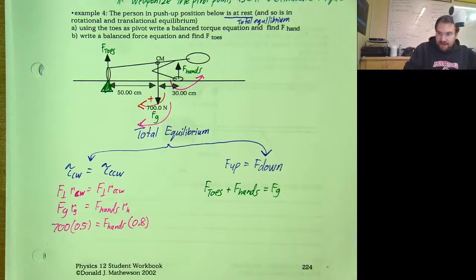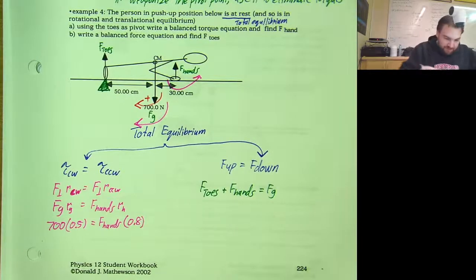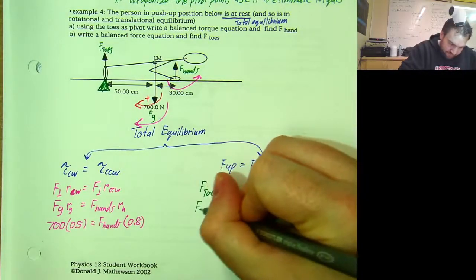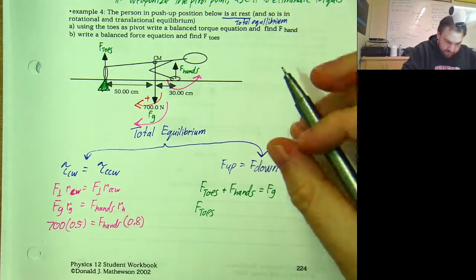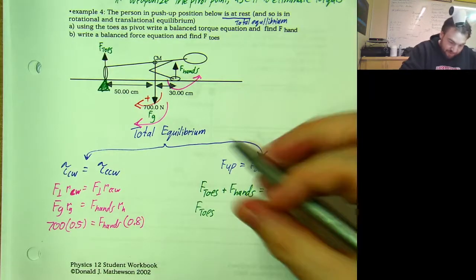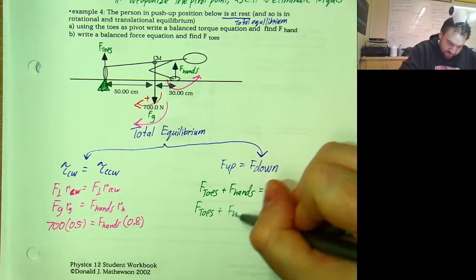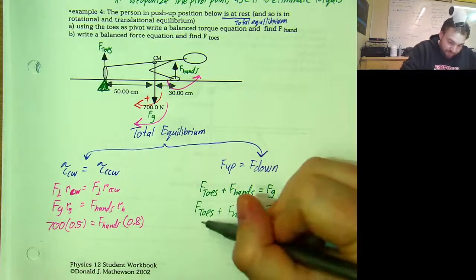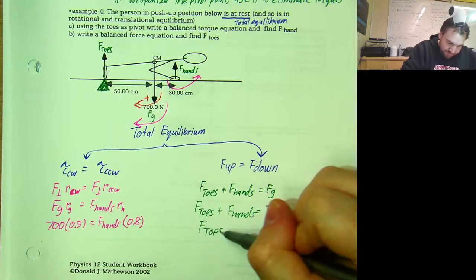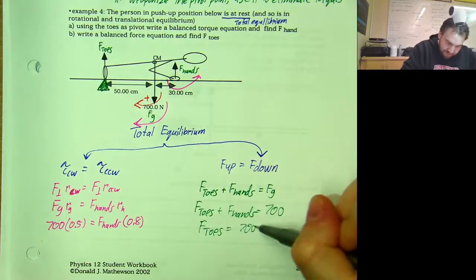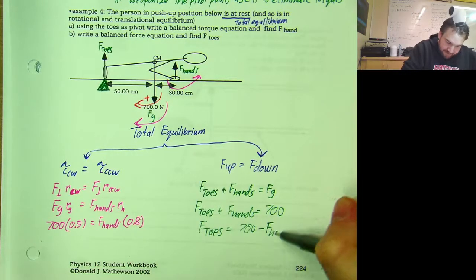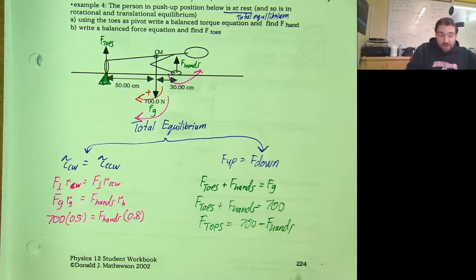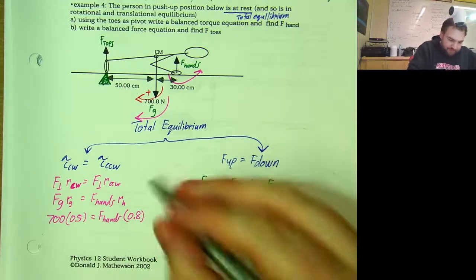At the same time, I'm going to go and plug some stuff in here. I know that F toes, I don't know the value there. I don't know F hands, so plus F hands equals 700. I do know gravity. I want F toes, so that's what we're going to try and solve here, equals 700 minus F hands. Don't know what hands is, but I can solve for it right here.